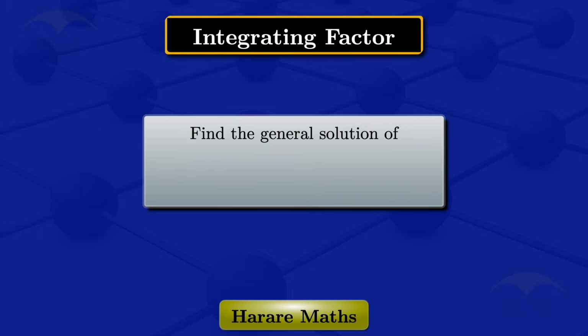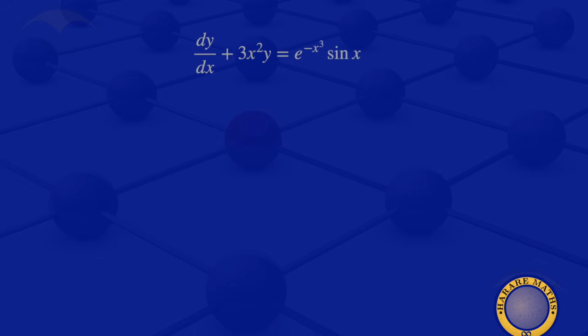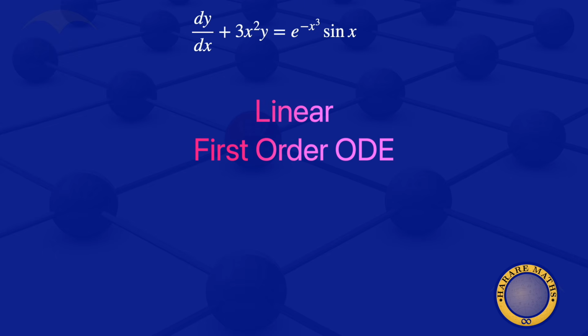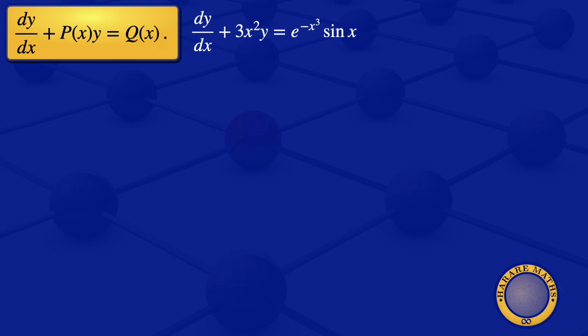To find the general solution of the ODE, the derivative of y with respect to x plus 3x squared y is equal to e to the power of minus x cubed, times sine x. We note that this differential equation is a linear first-order ODE. It is of the form the derivative of y with respect to x plus p of x multiplied by y is equal to q of x.